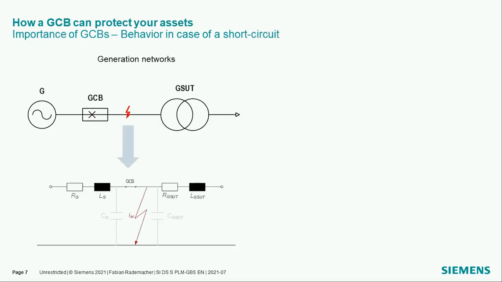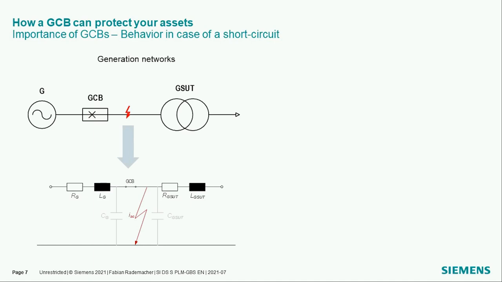This can be seen in the next few minutes. We have our generation, or let's assume a generation network. So we have a fault, a short circuit location between our GCB and our generator step-up transformer. What is actually happening in generation networks, or what is a special characteristic in it? It is a highly inductive circuit. We have a very short connection of the generator and the generator step-up transformer itself.